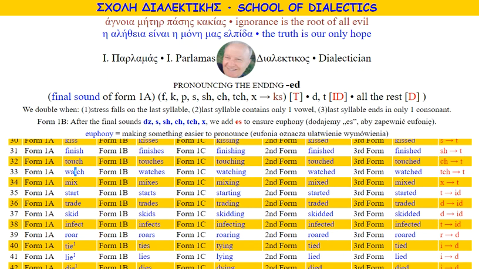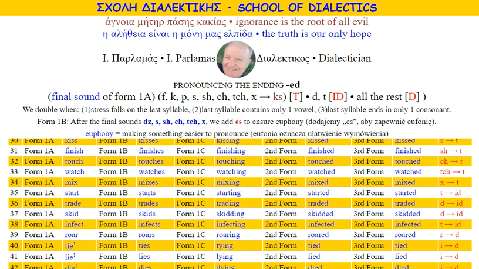Now watch. We are here, we must achieve euphony, and it's pronounced as T. So watch, watches, watching, watched, watched. And start. Now here, this is the final sound, and it must be pronounced as id.